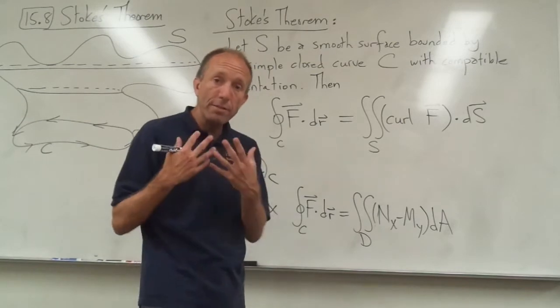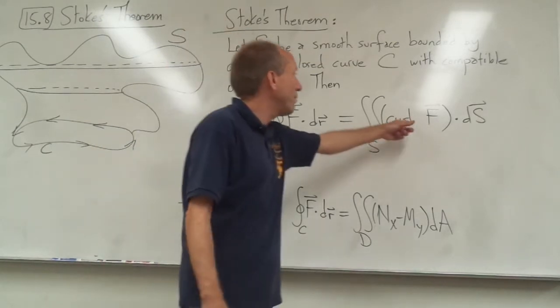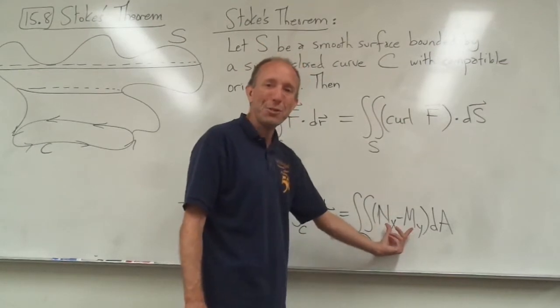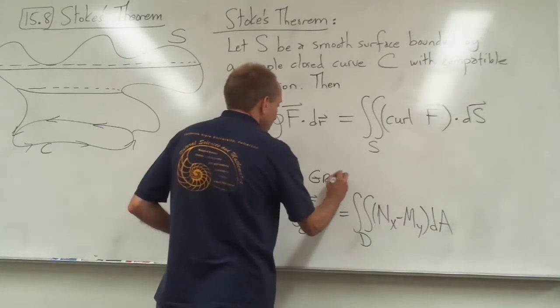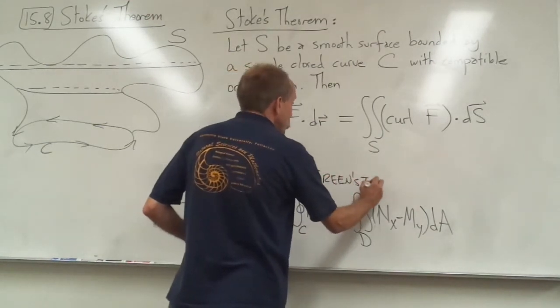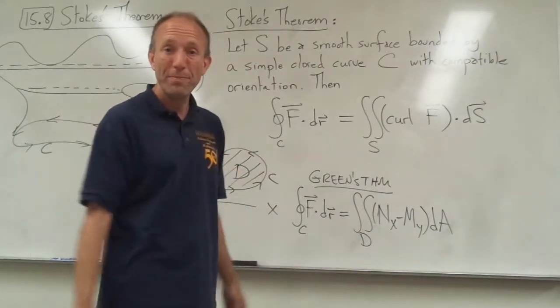In the case of a vector field that only has an M and an N component, the curl of that vector field is really just N sub x minus M sub y. In other words, Green's theorem right here is just the two-dimensional version of Stokes' theorem.